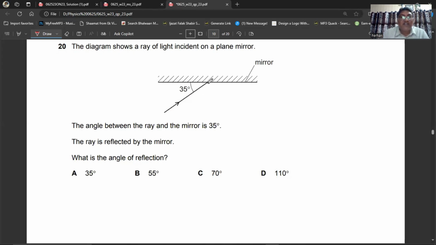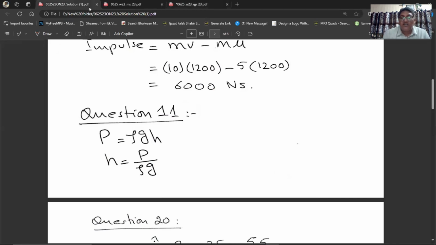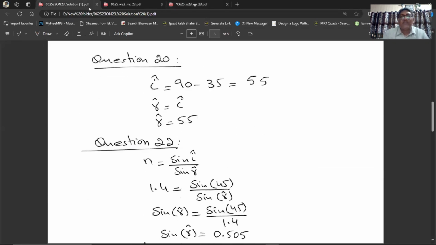So first of all, I will draw a normal here. Normal is a line which makes a 90-degree angle with the surface of the mirror. Angle of incidence is the angle the incident ray makes with the normal. So the total angle with the surface is 90. So 90 minus 35, the angle of incidence will be 55.